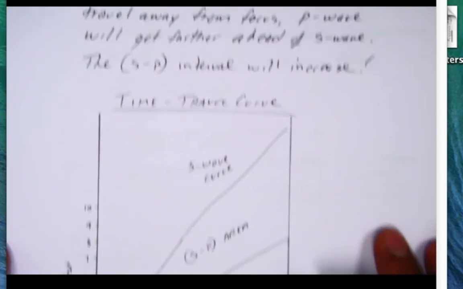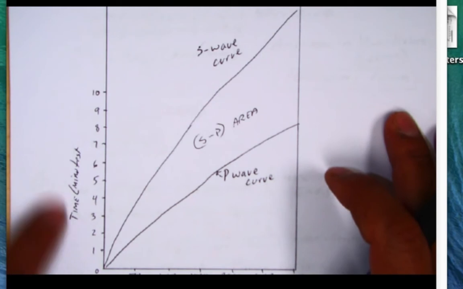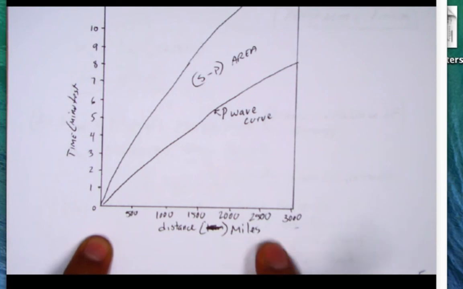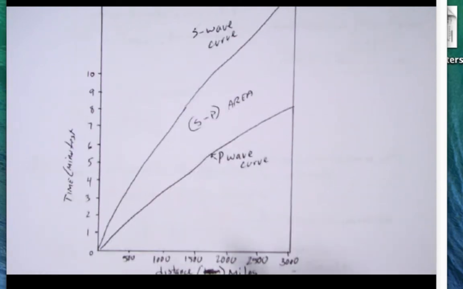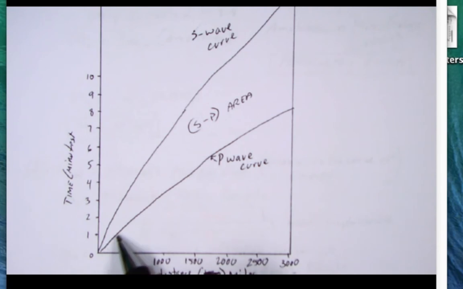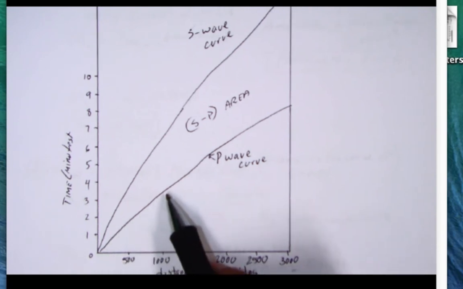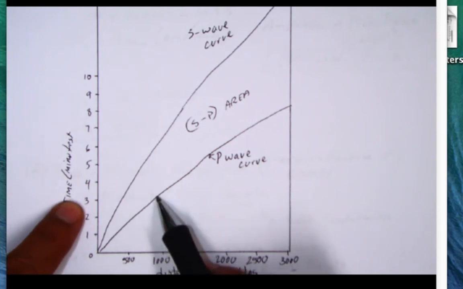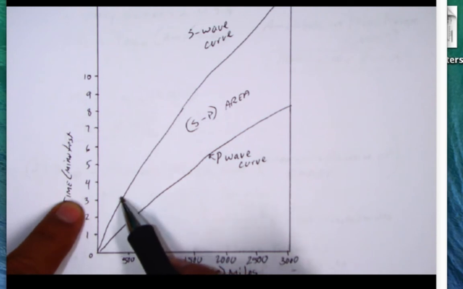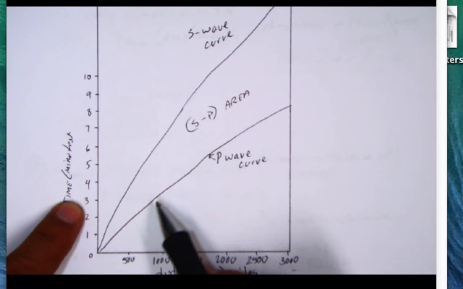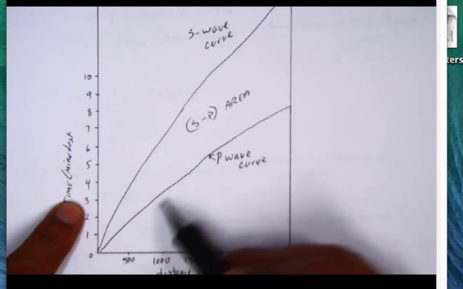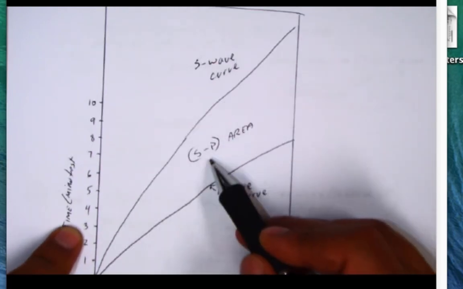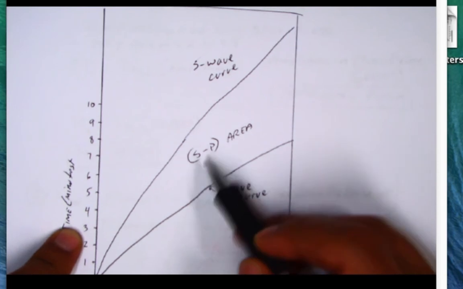It's called the travel time curve. We plot the time on the y-axis and the distance on the x-axis, right? For example, because the P wave is faster, in 3 minutes it travels about 1,000 miles, whereas in 3 minutes the S wave only travels about 500 miles. You see that? So this curve is for the S wave, and this is for the P wave over here. And so the area between the S and P curves would be the S minus P time interval.